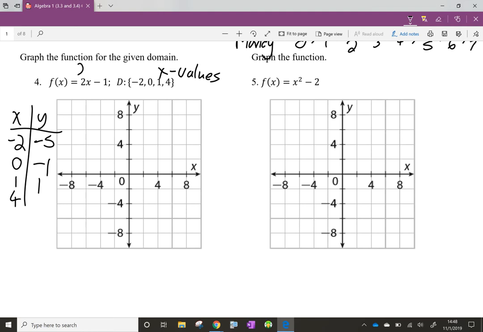And then lastly, we plug in 4. 2 times 4 minus 1. 2 times 4 is 8. 8 minus 1 makes 7. So now I've got 4 points that I can plot on my graph.